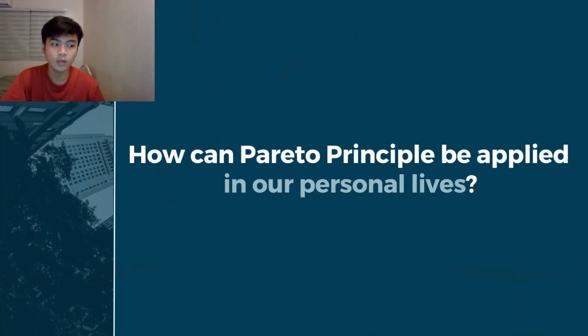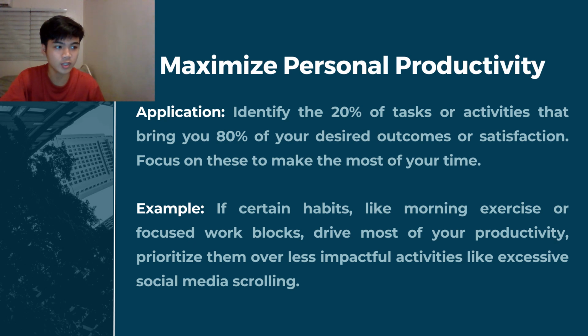The next one is, how can the Pareto principle be applied in our personal lives? First, we have maximize personal productivity, or identify the 20% of tasks or activities that bring you 80% of your desired outcomes or satisfaction, meaning it's about time management and goals and priorities. So, for example, if certain habits like morning exercise or focus work blocks drive most of your productivity, prioritize them over less impactful activities like excessive social media scrolling. So, yun nga, it's all about time management and goals and priorities.